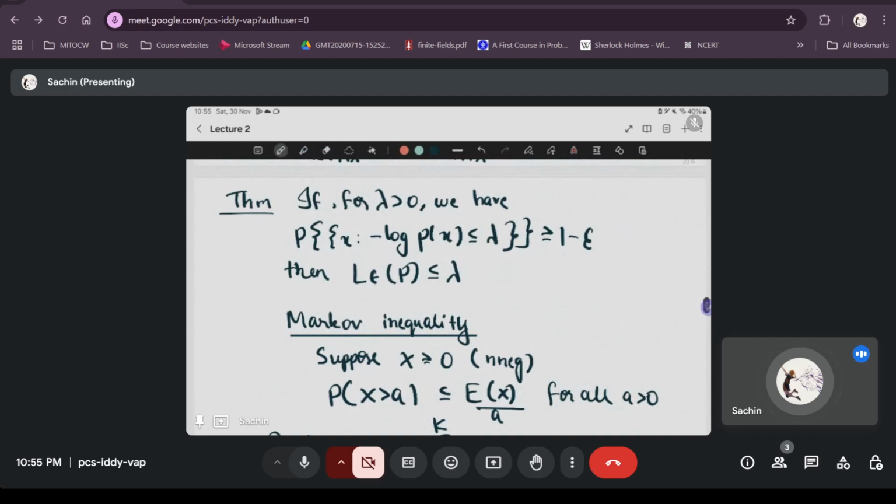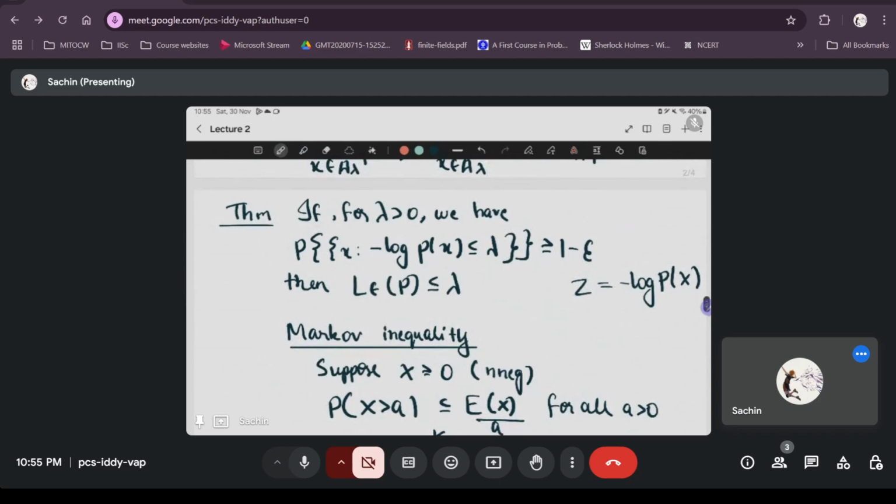So here what we do is we will define a random variable z, which is the minus log p of x. So this equation then will become p of the event z less than or equal to lambda is greater than or equal to 1 minus epsilon. Okay.